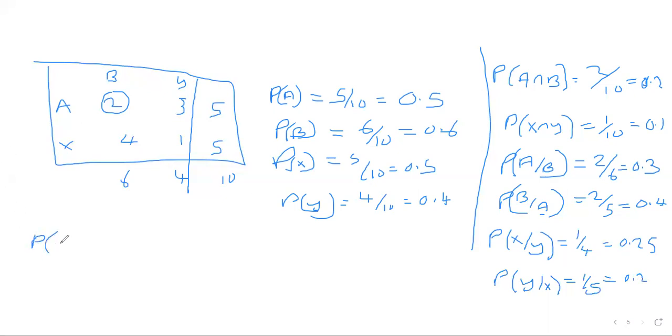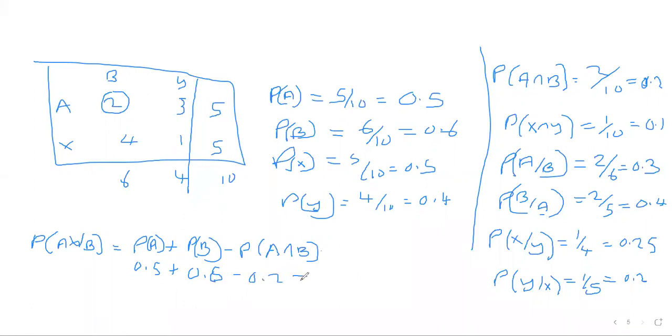But the union set for A and B is probability of A plus probability of B minus the intersection of A and B. This is A union B. So our A we found as 0.5, and our B 0.6, and our intersection 0.2. Which gives us 0.9.